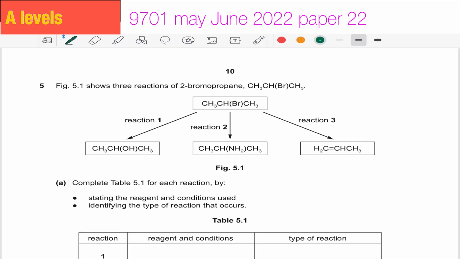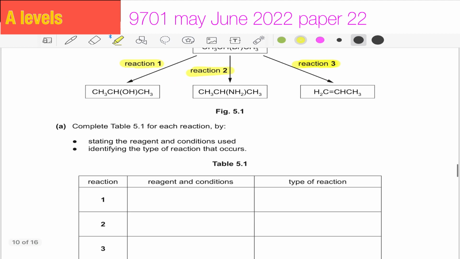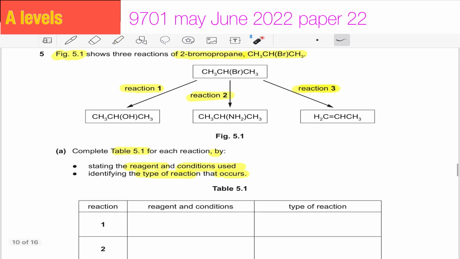All right, now the next question is related to halogenoalkanes. And this is saying that figure 5.1 shows 3 reactions of 2-bromopropane, right? This is 2-bromopropane, and they have given us 3 reactions: reaction 1, reaction 2, and reaction 3. Complete table 5.1 for each reaction by stating the reagent and conditions used, and identify the type of reaction that occurs, right?